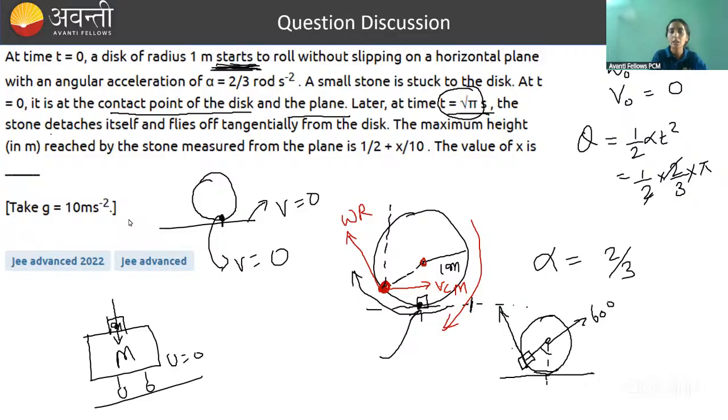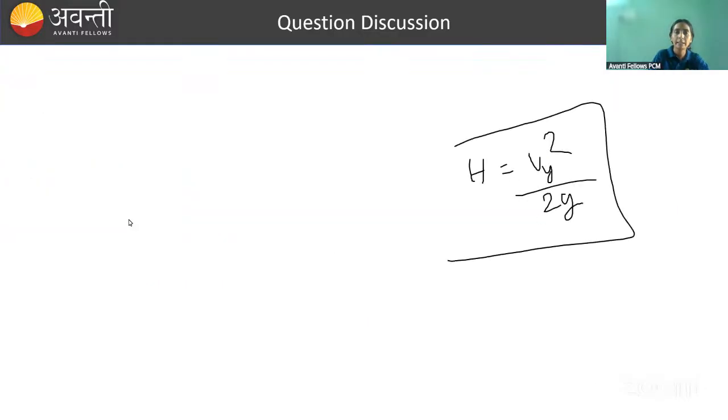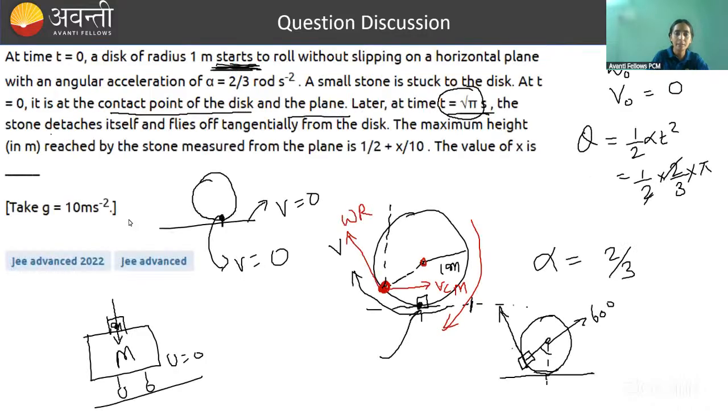Maximum height reached. So maximum height reached will depend on what is the speed of this stone in the vertical direction at that point of time. So V_CM is in the horizontal direction. It has nothing to do with the maximum height calculation. क्योंकि अगर तुम्हें याद हो, maximum height का formula क्या लिखते हैं? u_y square by 2g. So it has to do with what is the velocity component in the y direction. And here V_CM is in the x direction. Nothing to do with maximum height calculation.